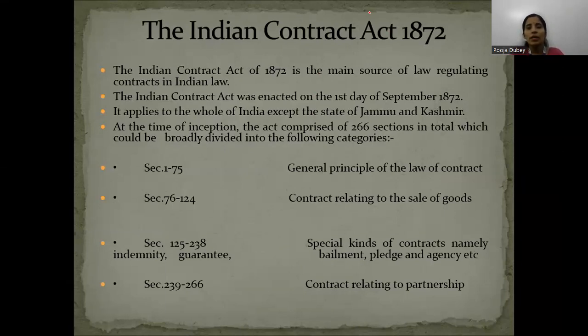The Indian Contract Act 1872. Contract, we need to understand the meaning of contract, what the contract is, how the contract is established between the parties, what are the modes of discharge of contract, and what are the remedies if anyone has breached the contract. So basically this Contract Act was enacted on 1st day of September 1872. And yes, it is applied to the whole of India except the state of Jammu and Kashmir.